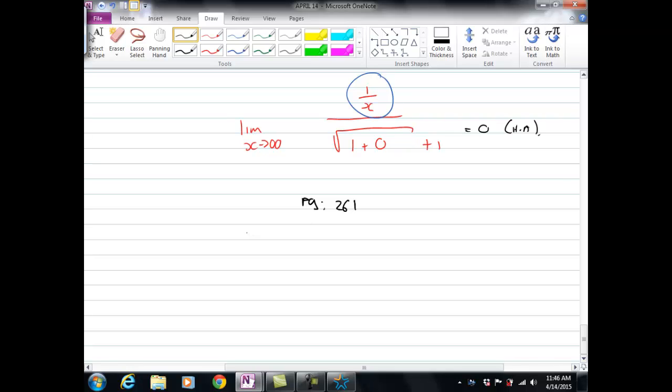Numbers 3, 4. I want you to do 7 to 25 odd. Or you can try even, up to you. If you use even, use later. If you use odd, you can use the book. But that is it, guys. You can't do vertical asymptote yet. I will show you that next time.